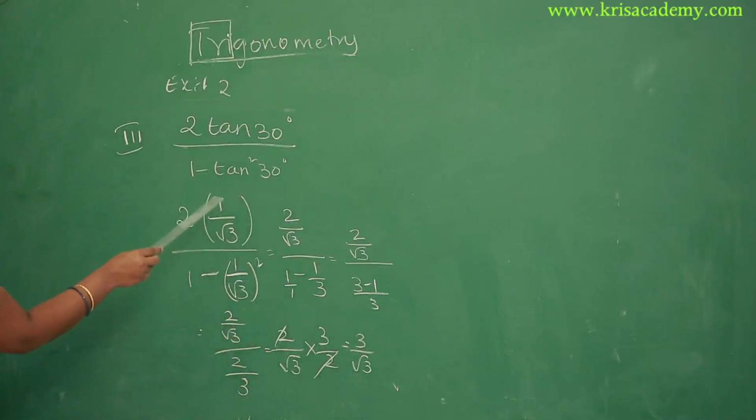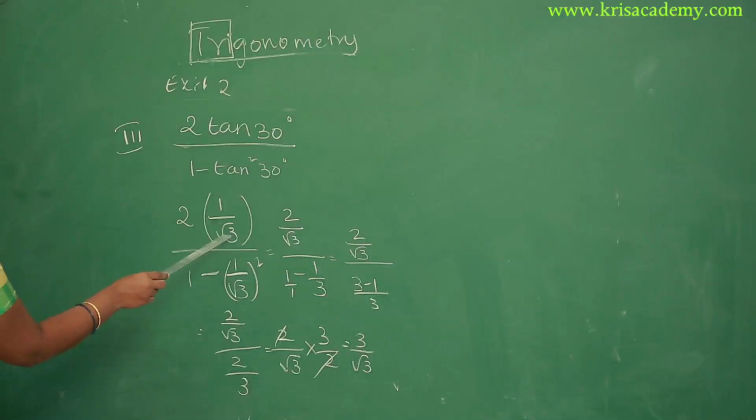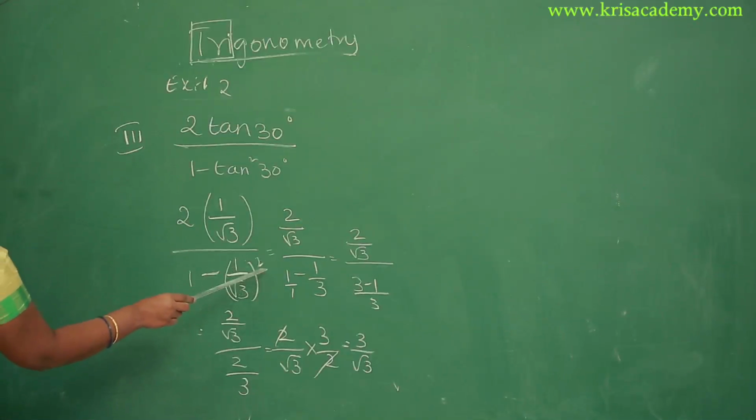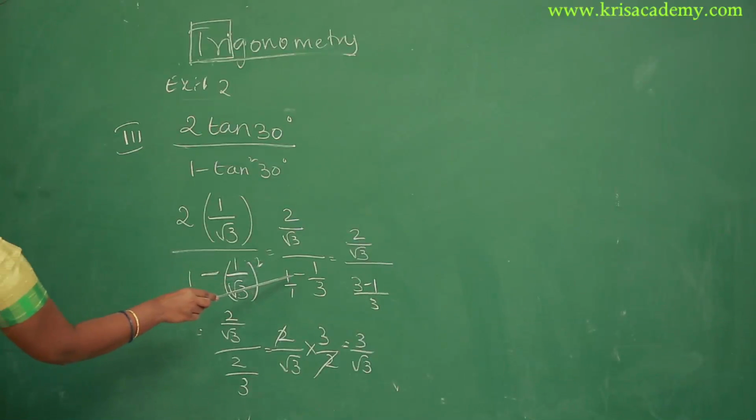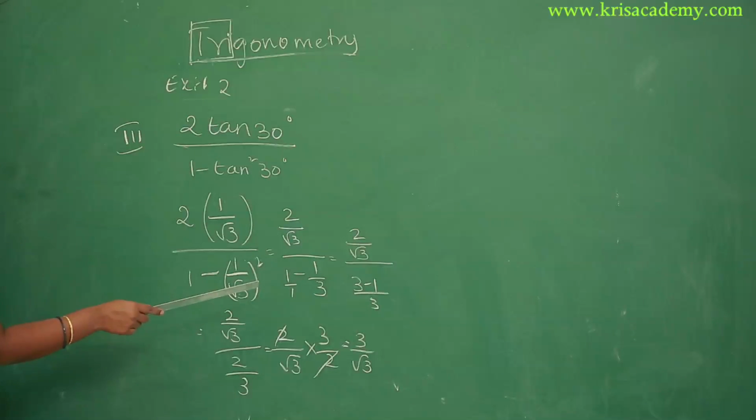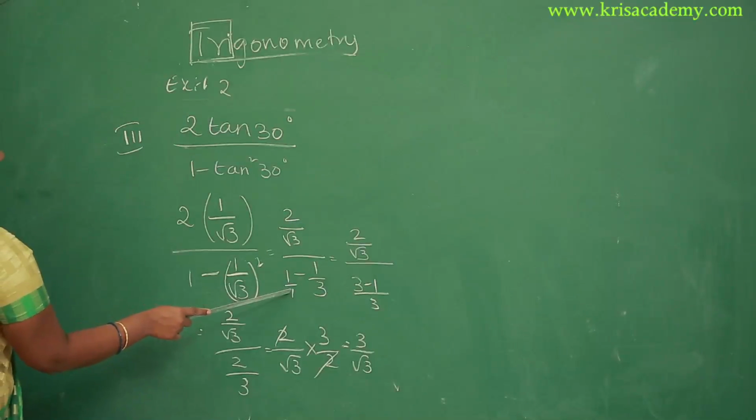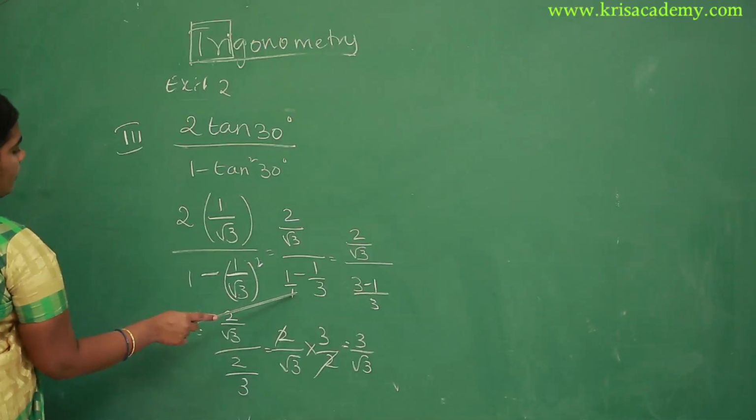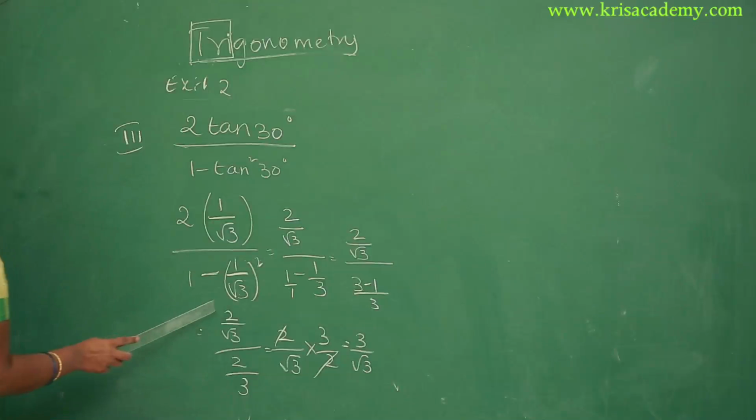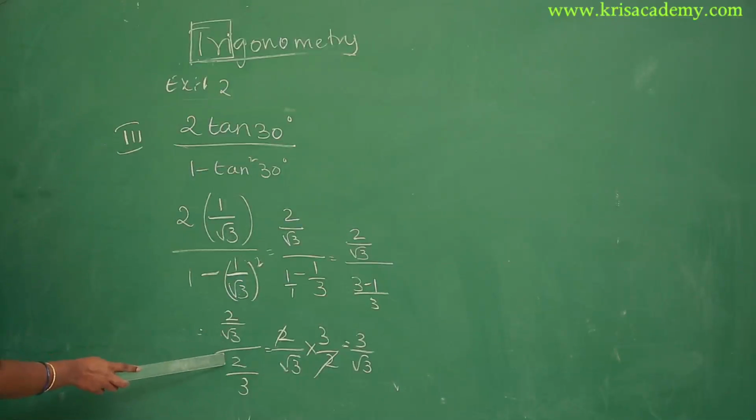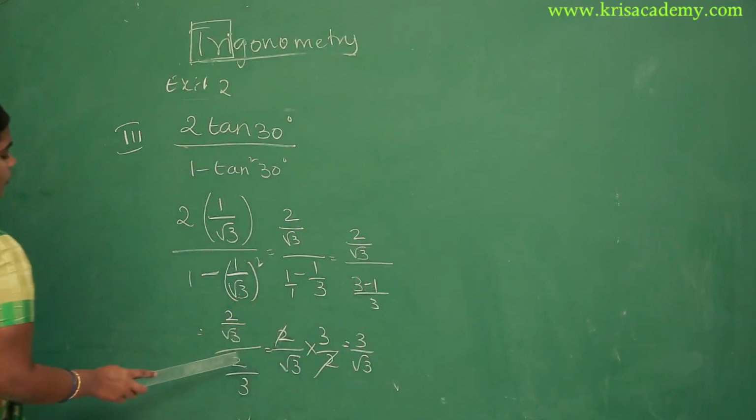Once again tan 30 degrees value is 1 by root 3. Substitute in numerator. 2 into 1 by root 3 is 2 by root 3. Same thing in denominator, 1 by root 3 whole square. Whole square we should do for numerator and denominator. 1 ones are 1. Root 3 into root 3 is 3. So in denominator 1 doesn't have any denominator, so take the value as 1. We multiply denominators together. 1 3s are 3. 1 into 3 is 3. 1 ones are 1. So numerator fraction is 2 by root 3. Denominator is 3 minus 1, 2.